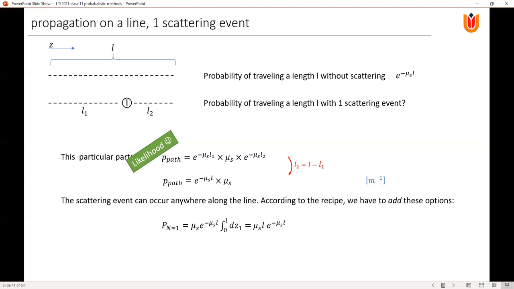The good thing that you can verify now is that this is μs. What's the answer of μs? Yeah, per meter. This is meters. So this is a truly dimensionless number. So this is really a probability.